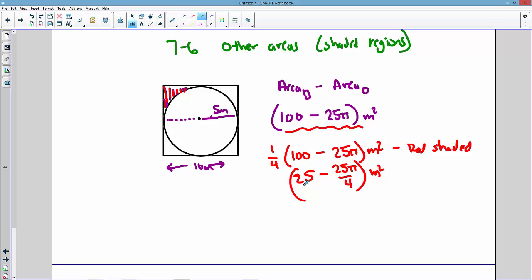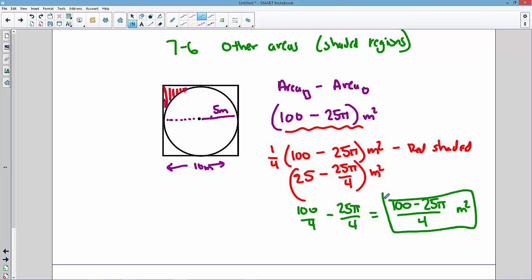Now what your teachers are going to do, and I'm going to actually do it here, is find a common denominator. So I'm going to change 25 to be 100 over 4. That's equal to 25 minus 25 pi over 4, and condense that into a nice simple fraction. Well, it's not simple, but a more condensed fraction, and then put meters squared there. And that's a more proper form of the same answer.